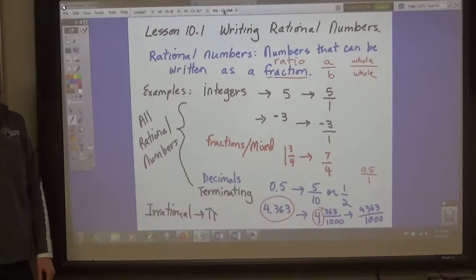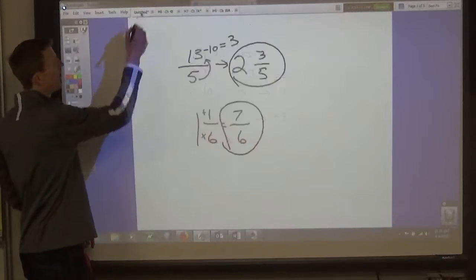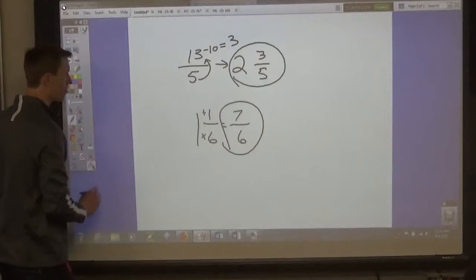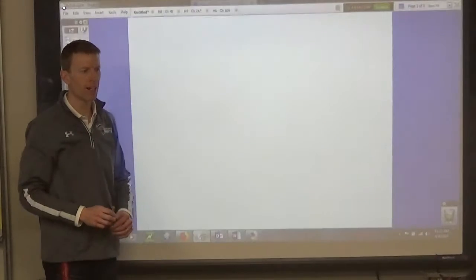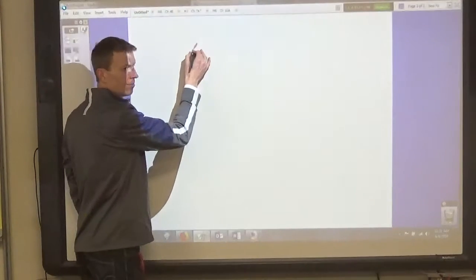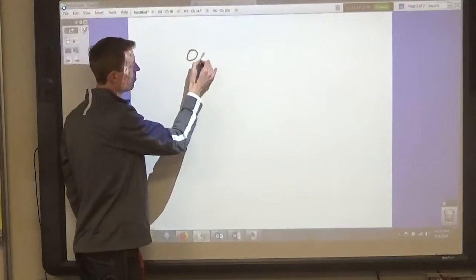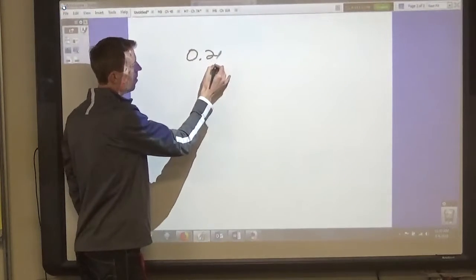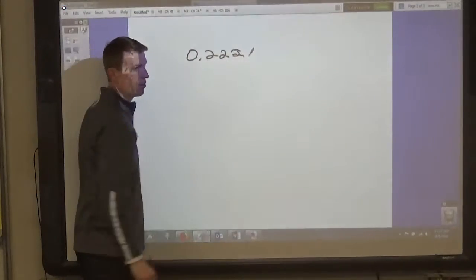Okay? They're not repeating decimals. That's different. Repeating decimals you can actually write as fractions. Can you think of a repeating decimal that you can write as a fraction? Does anyone think of a repeating decimal you can write as a fraction? Like a repeating one? Like 0.22222? Yeah, you can write that as a fraction.